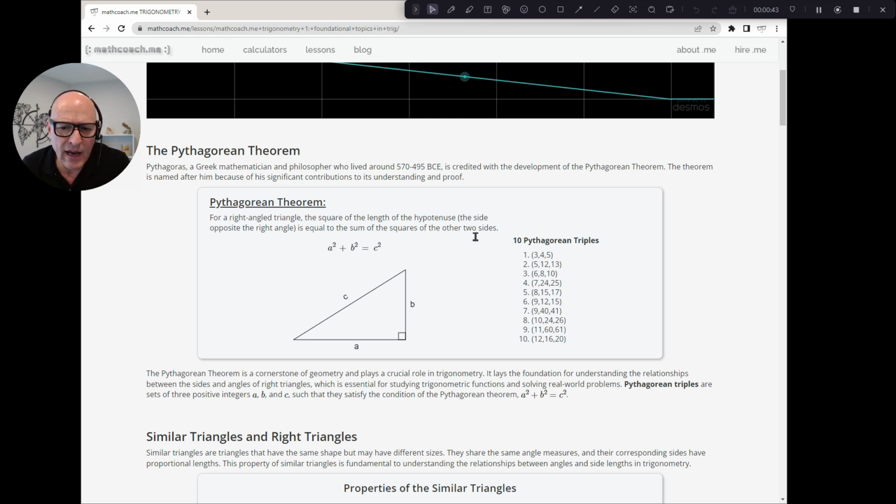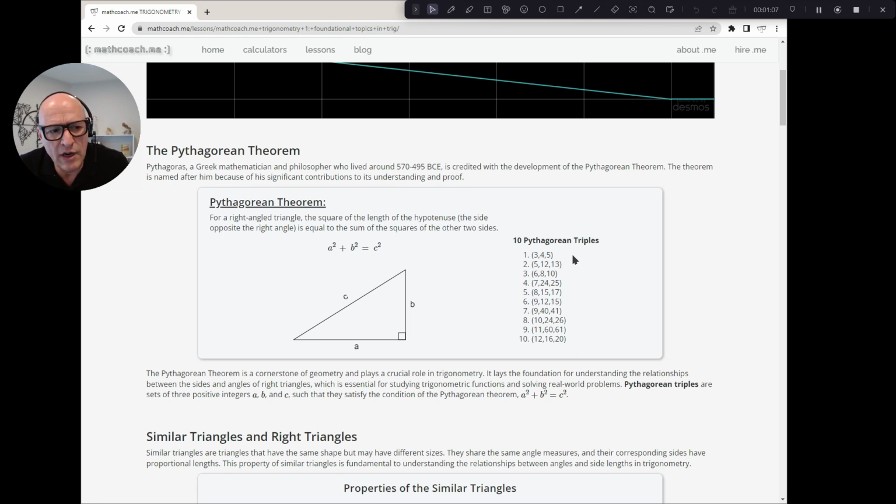On the right, I have the first 10 Pythagorean triples. Pythagorean triples are positive integer numbers that satisfy the Pythagorean theorem. So 3, 4, and 5 is the first of these. 3 squared plus 4 squared is equal to 5 squared. So that's probably the most recognizable of the Pythagorean triples.